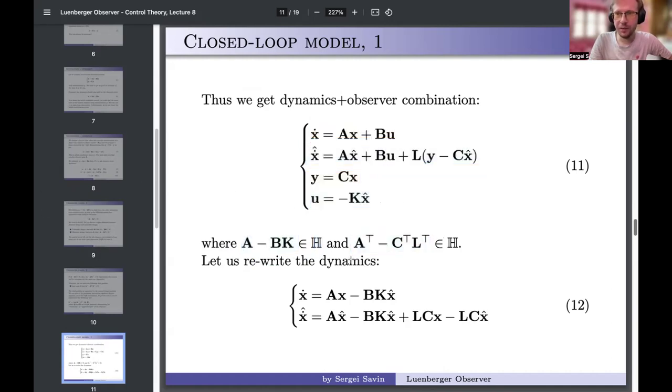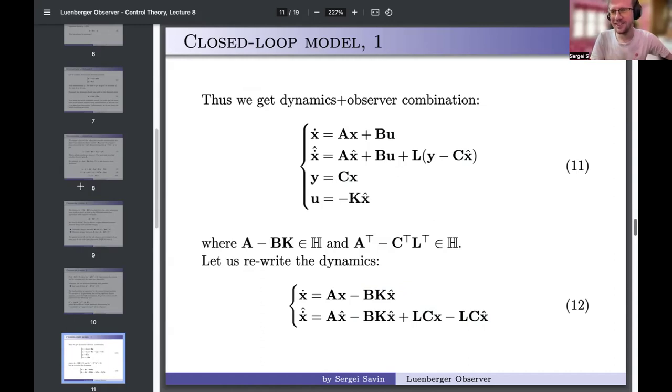Now I will rewrite this dynamics in this way. Instead of u, I will substitute minus K x hat, so we get this term minus BK x hat, and here we get this term minus BK x hat. And instead of y, I will substitute Cx, so we would get LCx minus LC x hat. All right, so equation 12 now is this new system of differential equations.